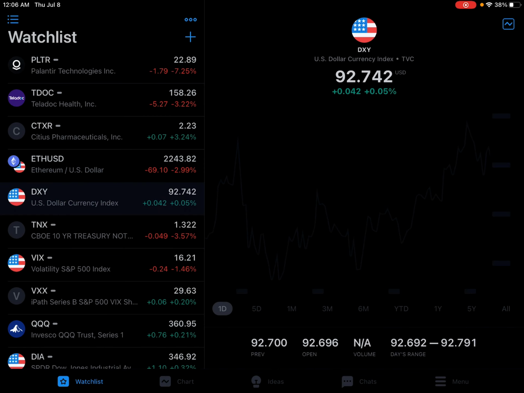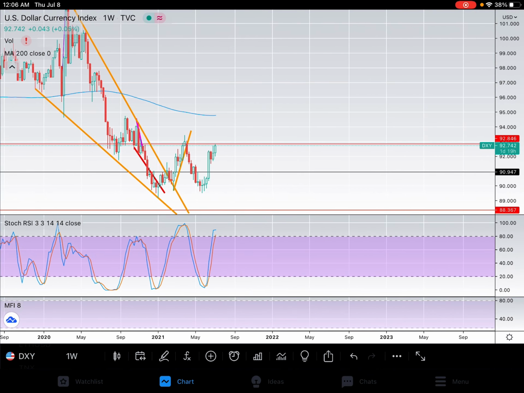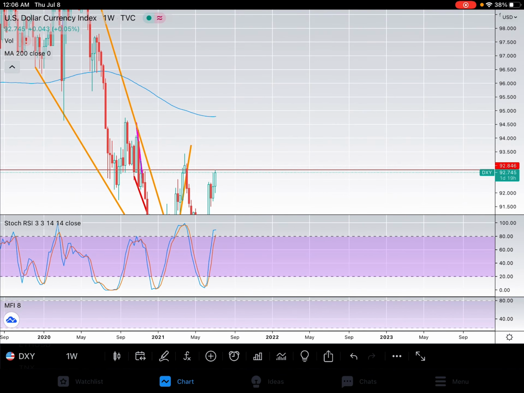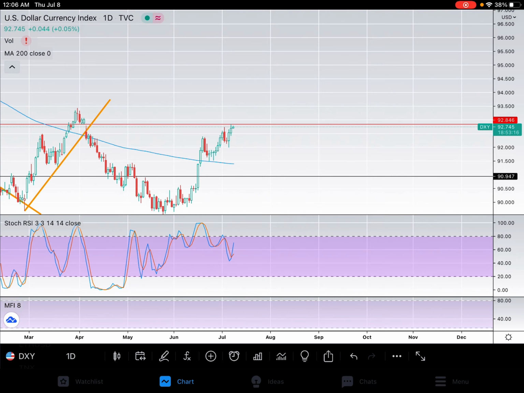Today the DXY, which is the dollar, I've been keeping track with this. It actually filled a gap on the daily that it had. Like I was telling y'all, price action loves to fill gaps.